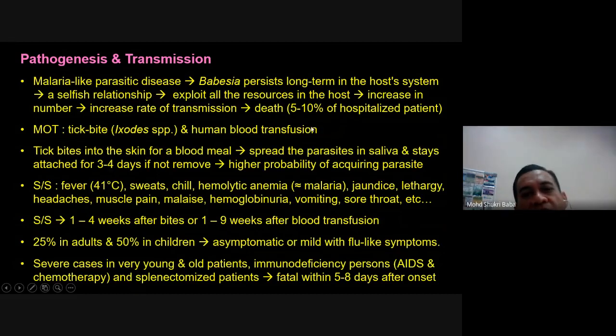Human blood transfusion also can be one of the modes of transmission of babesiosis, okay. Tick bites into the skin for a blood meal, lead to the spread of the parasite in saliva and stay attached for 3 to 4 days if not removed. So basically, sebentar ya.